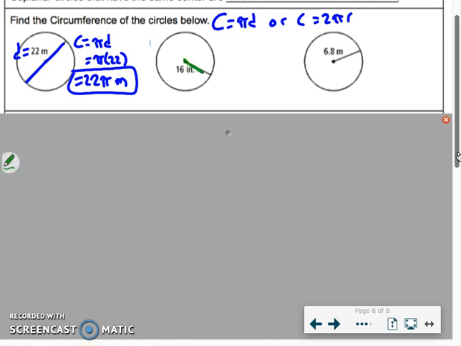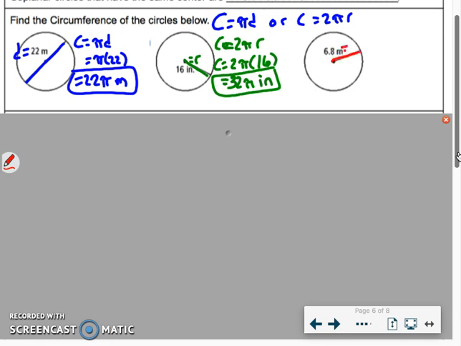Second one here, they gave us 16, which is a radius. So for this one, I would use 2 pi r. The circumference of this one is 2 pi times a radius, which is 16. I'm just going to multiply the 2 and the 16 to 32, leave pi in my answer, and call that 32 pi inches. Remember, pi is about 3.14, so we're talking about something in the high 60s or 70s for that final answer.